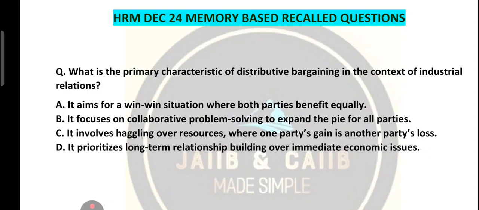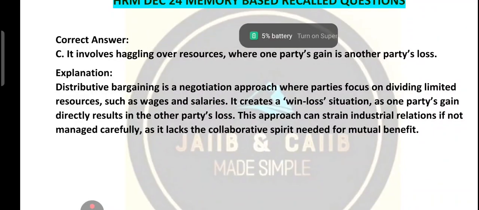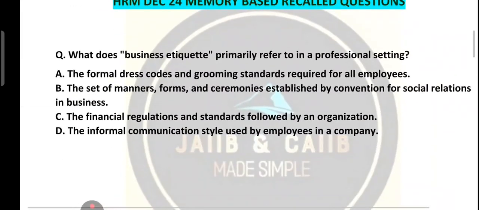It is a resource-based tug of war. So let's summarize the facts regarding distributive bargaining. It is a win-lose game. Focus on dividing limited resources, common in wage and salary negotiation. It lacks collaboration. It is more like haggling. So the correct option is option number C. Let's see the next question.